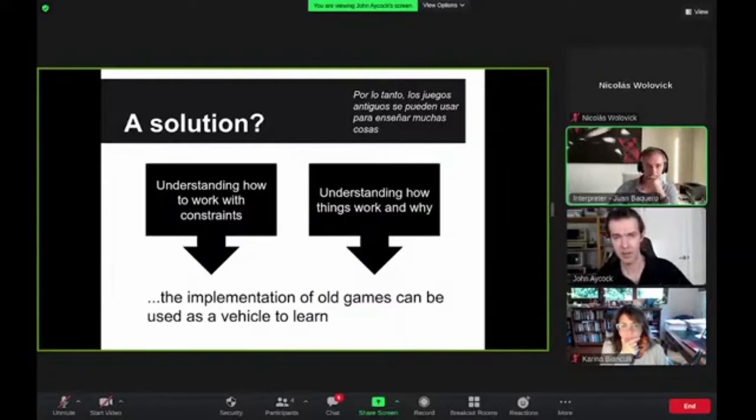In both cases, old games can be used to teach students these principles.